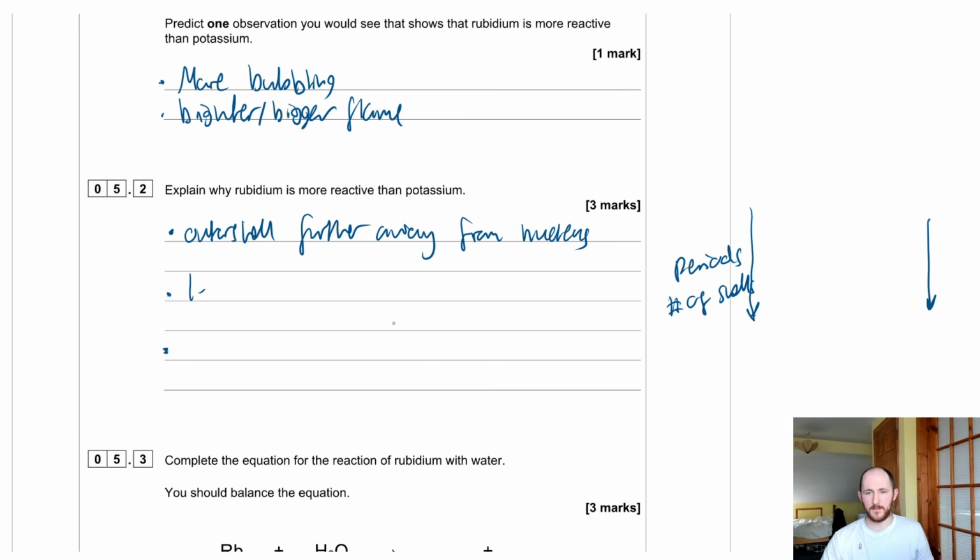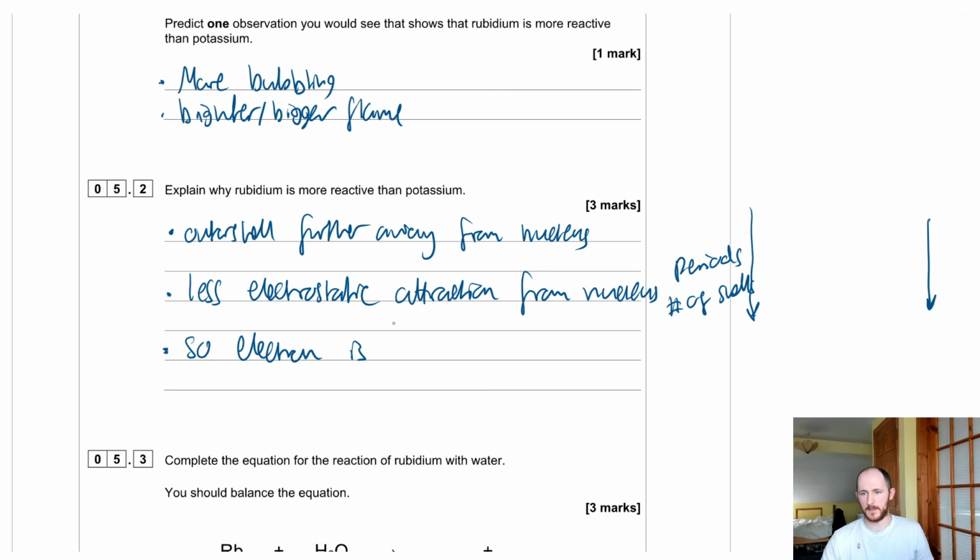So there's less electrostatic attraction from the nucleus, and so the electron is more easily lost. And that would be it. And again, the exact opposite would be true for group 7 materials. You could use the exact same wording, but say, that's why it's harder. So the last sentence is the only one that changes. It's harder to gain that electron.